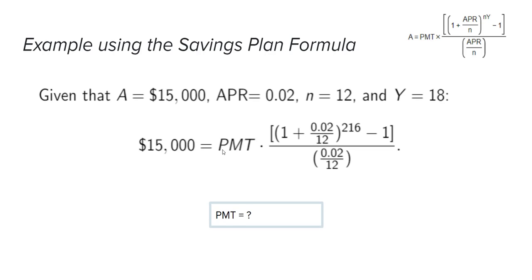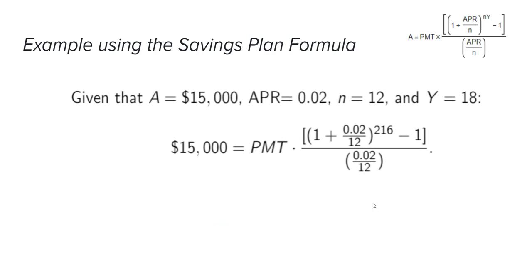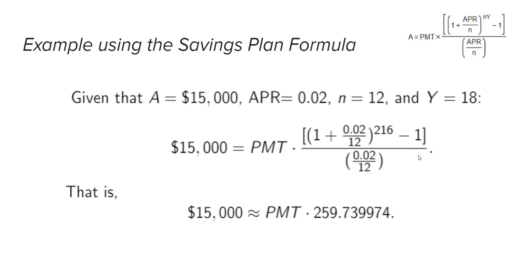You'll notice that payment is simply multiplied by a constant. In order to isolate payment here, to get this alone, I will simply take 15,000 and divide by the constant on the right. That is approximately 259.739974. Since we're dealing with money and solving an equation, I want this to be as exact as possible. So remember, do not round until the very end if you want your answer to be as exact as possible.